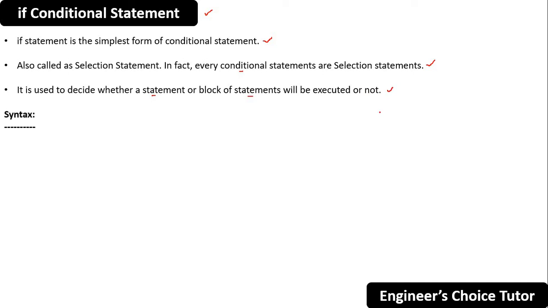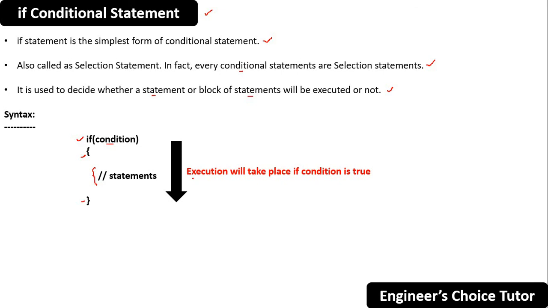The syntax is this. This is the if statement: if, then you provide the condition. Then this is the if block. Inside the if block we have statements. The execution will take place if the condition is true. If this condition is true, then only execution will take place, of the statements which are present inside the if block.